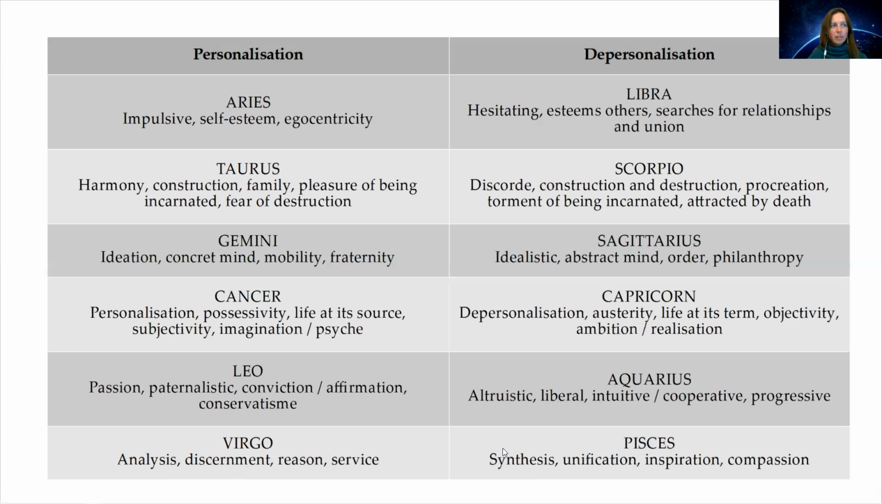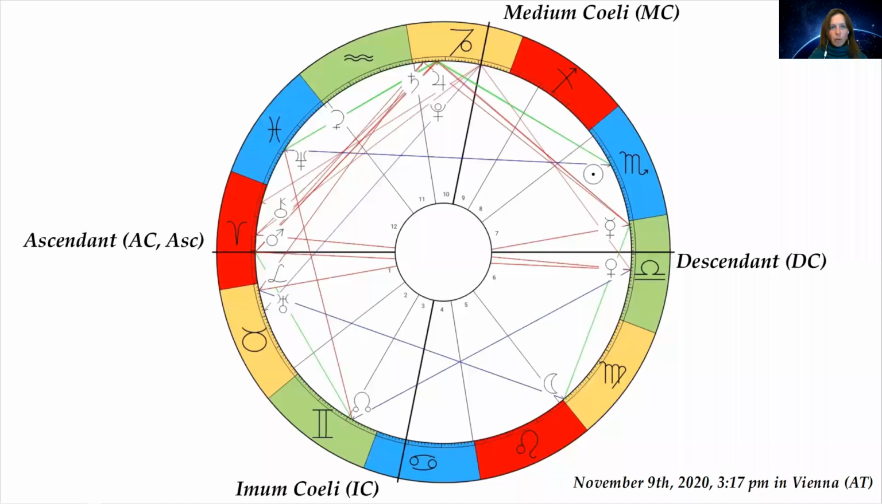And with Pisces, instead of analyzing, we're synthesizing everything, unifying. We have the strong inspiration and compassion with this sign for universal love and love for creation, and as I said, Christ archetype.